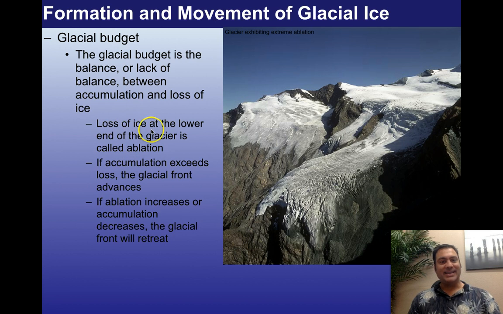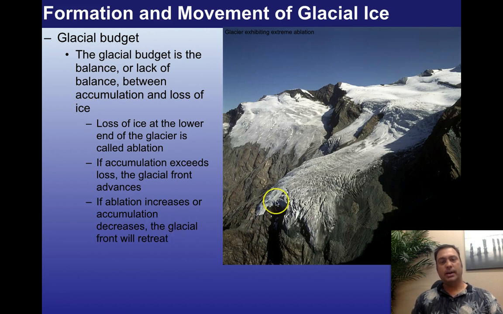So loss of ice at the lower end of the glacier is called ablation, right? So ablation is basically where it melts. If accumulation exceeds loss, the glacial front advances, right? So if you have way more ice than you do melting, the glacier becomes larger and it advances. If ablation increases or accumulation decreases, the glacial front will retreat.